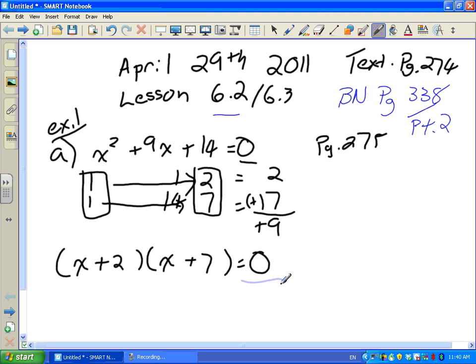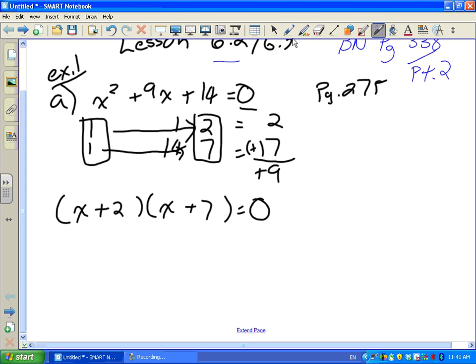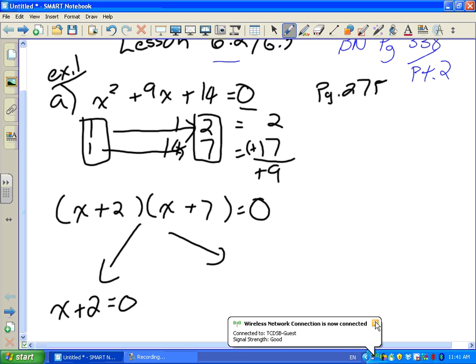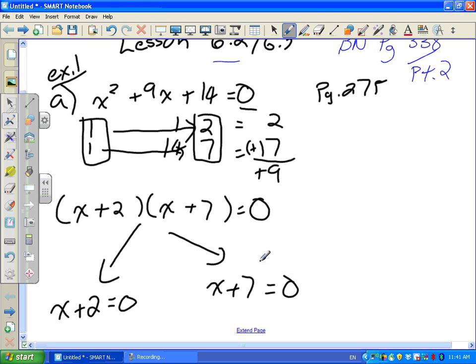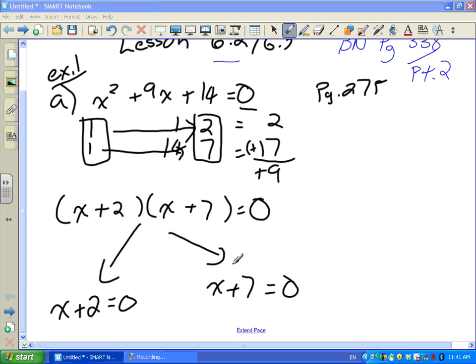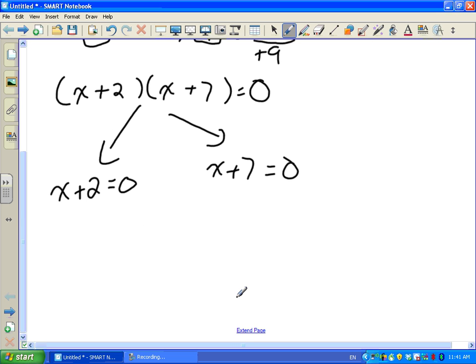So one of the brackets is going to be equal to 0. I know that. Okay? So, since I know that one of these is going to be equal to 0, I'm going to actually solve for both of them. What's going to happen is we're going to get two answers. So I'm going to split this. I'm going to set x plus 2 equal to 0. And I'm also going to set x plus 7 equal to 0. So what I've done is I've taken each of the brackets and set them equal to 0. I'm going to end up with two different answers. In this one, x will be equal to negative 2. And in this one, x will be equal to negative 7.